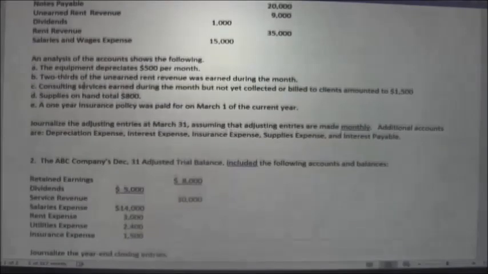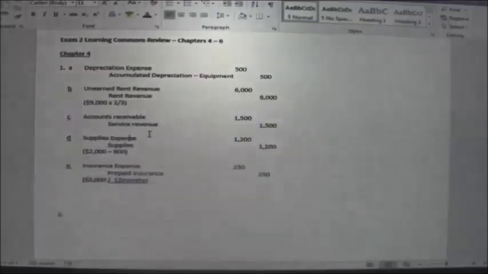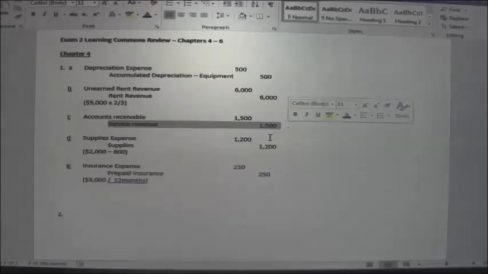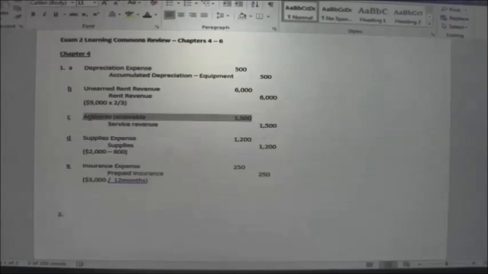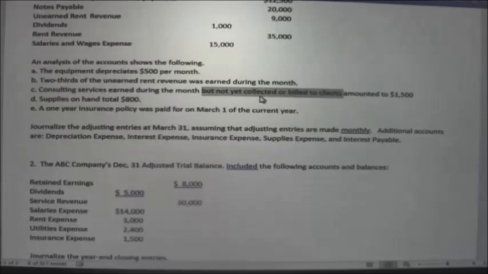Okay, keyword when we're doing that is consulting services earned during the month, not yet collected or billed. No money has been collected. So this is money that we've earned, but we haven't collected it and we haven't billed anybody. So that's just work that we've completed. So it's considered service revenue because we've completed the work. And now that we've completed the work, we can expect to receive that money. So we open up an accounts receivable to tell us how much we can expect to receive. Okay? So the key word there when you read it is not yet collected or billed. All right?